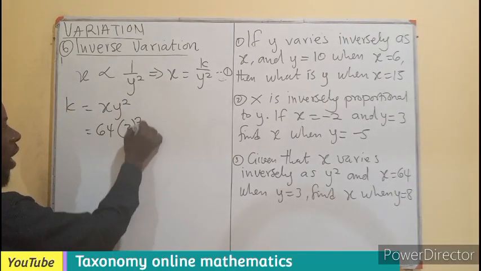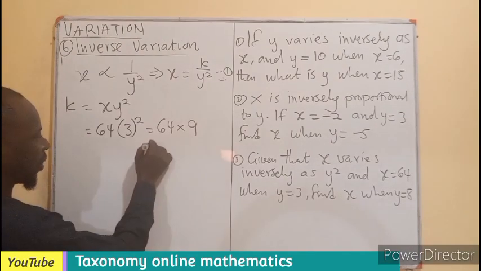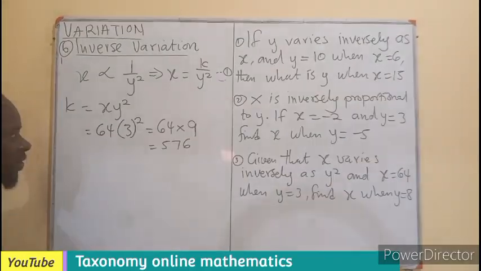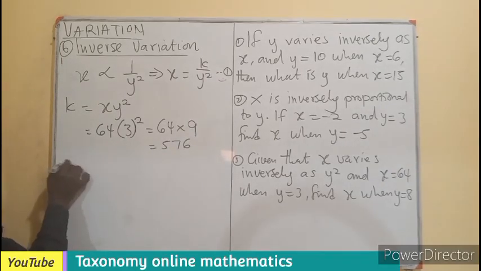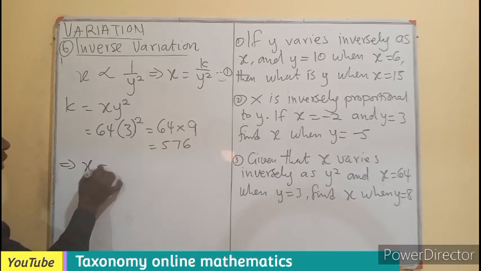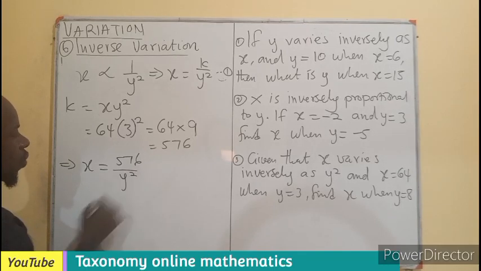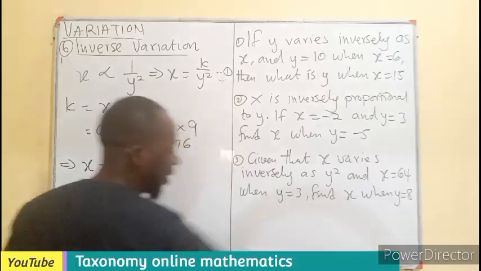And don't forget there's a square, meaning 64 times 9. And that will give us 576. It means the value of k is now this. So we can substitute: x equals 576 divided by y squared. So what are we looking for? Find x when y is 8.